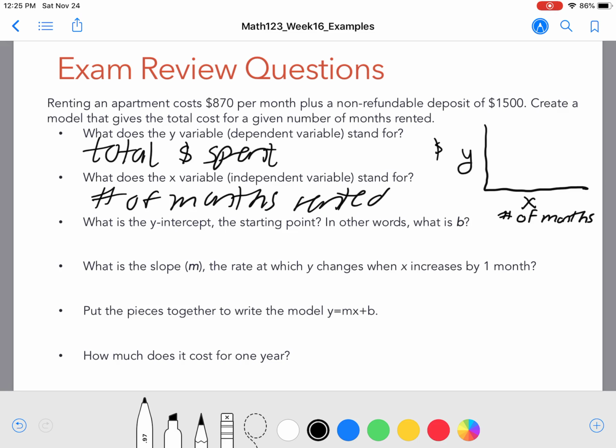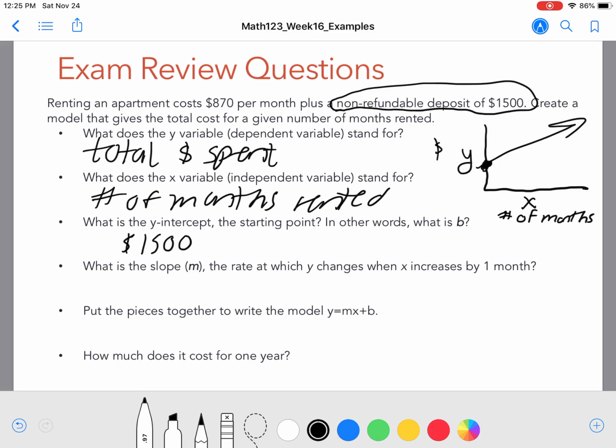It's asking what the y-intercept or the starting point is. So I'm going to draw a little picture here. I know that I'm going to have a line that looks something like that, because as I rent for more and more time, the total amount of money that I've paid is going to increase and increase and increase. So in this case, the starting point is this right here, the non-refundable deposit of $1,500. That means that before you even start to pay your monthly rent, you are going to pay $1,500 for a non-refundable deposit. So that's my starting point here.